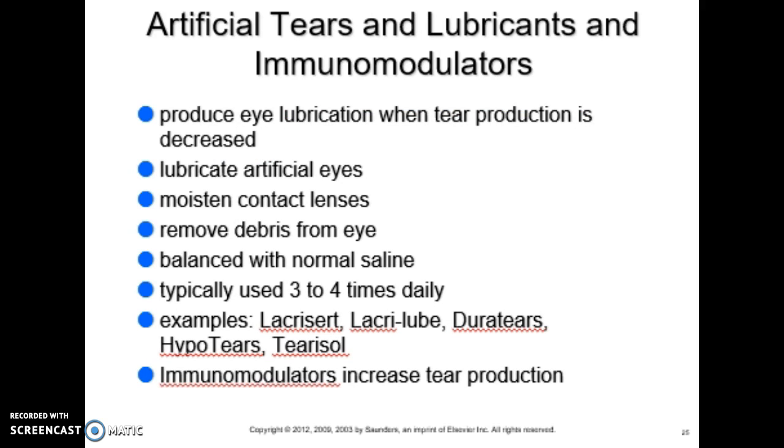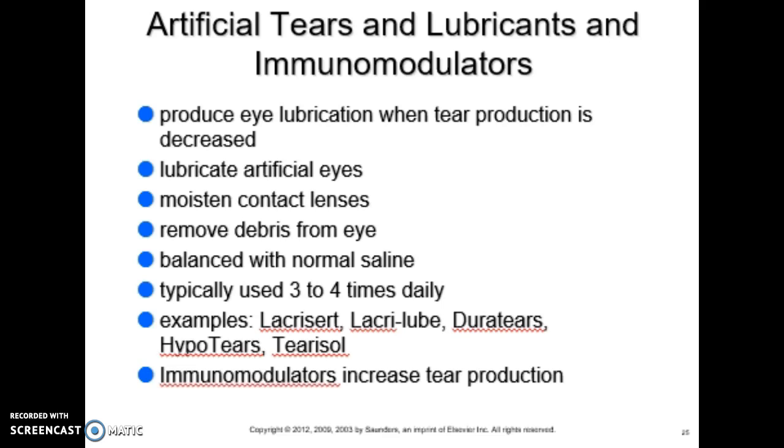Artificial tears and lubricants and the immunomodulators. So these produce eye lubrication when tear production is decreased. Lubricant is artificial tears for the eyes. It moistens, is used to moisten contact lenses, and remove debris from the eye. We sometimes use it to have a balance with the normal saline so that we can balance the eye homeostasis. Typically used 3 to 4 times daily. And some of the examples are the Lacri-Lube or Lacrisert.